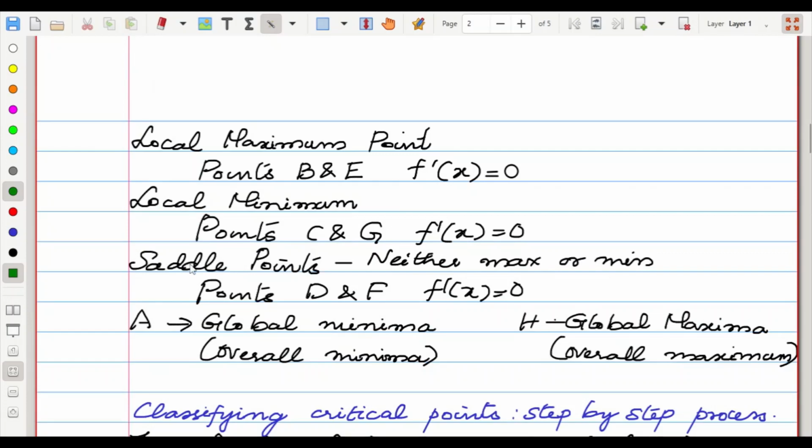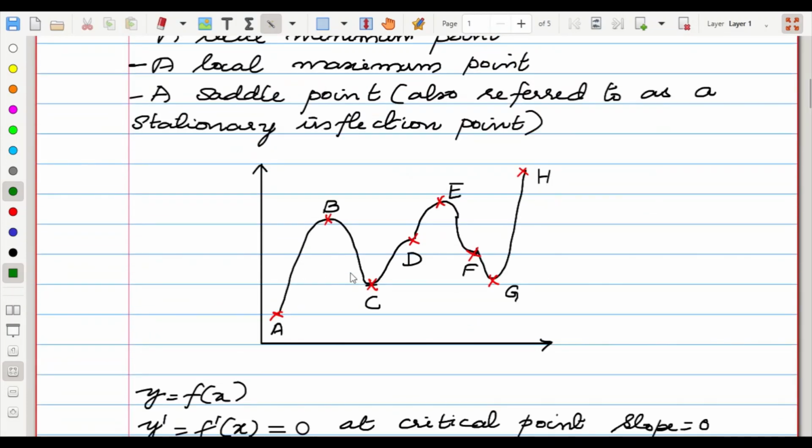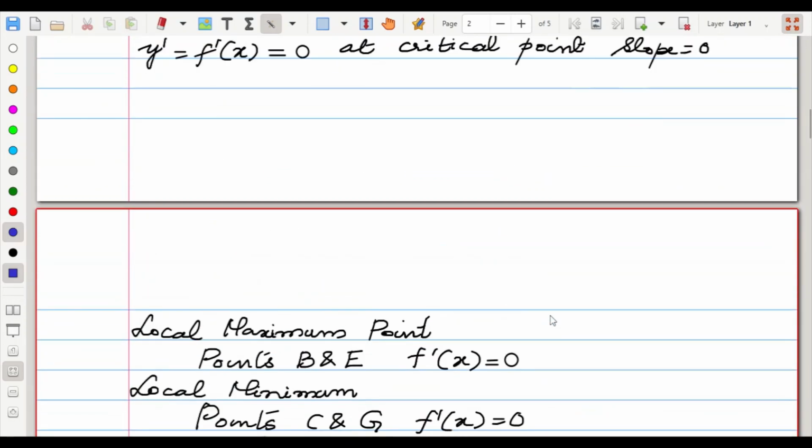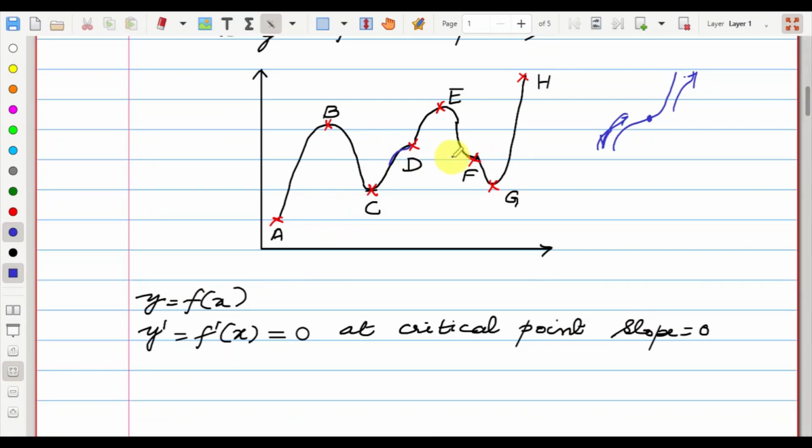Then next consider D and F. Actually these points are not minimum or maximum. A saddle point will look like this. In some portion there will be an increase. Here we are having an increase. That is a saddle point. So here the saddle points are D and F.